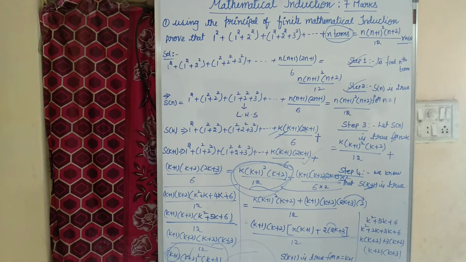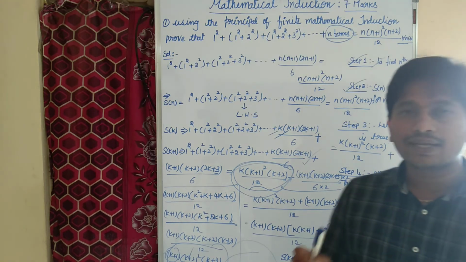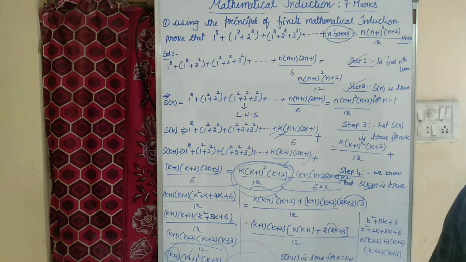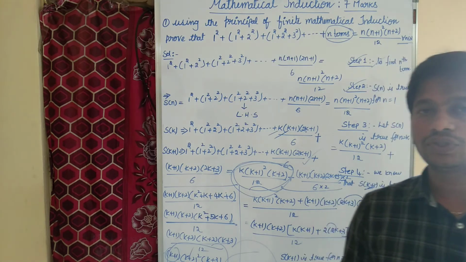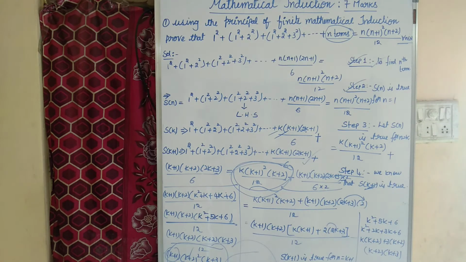LHS equal to RHS. So S of k plus 1 is true for n equal to k plus 1. Hence by the principle of mathematical induction, S of n is true for n belongs to N. So these are the 4 steps we need to follow when we are solving a principle of mathematical induction problem, children.